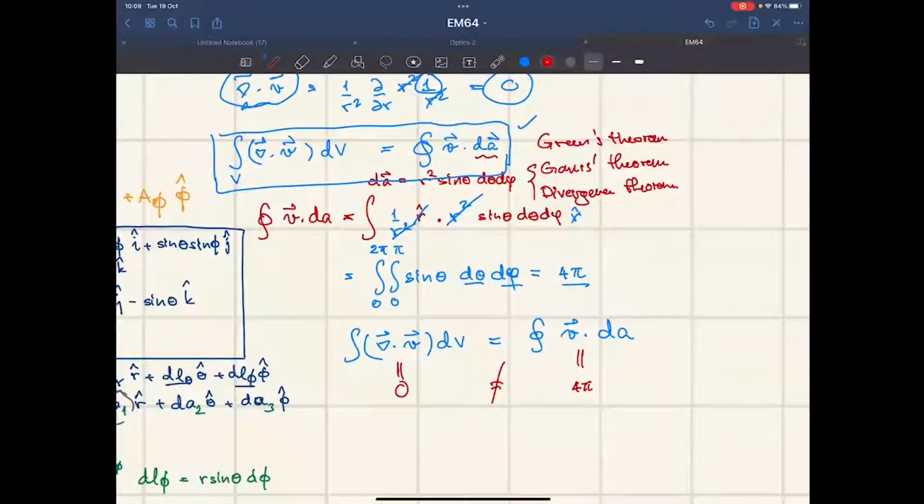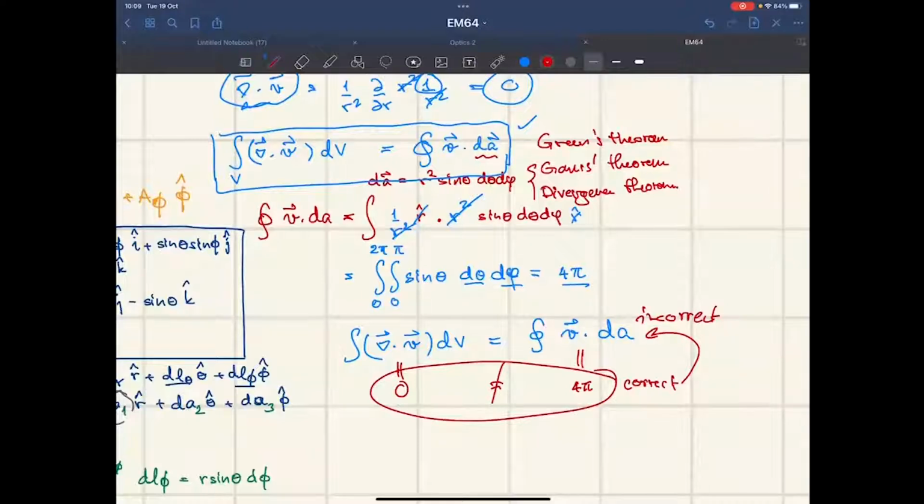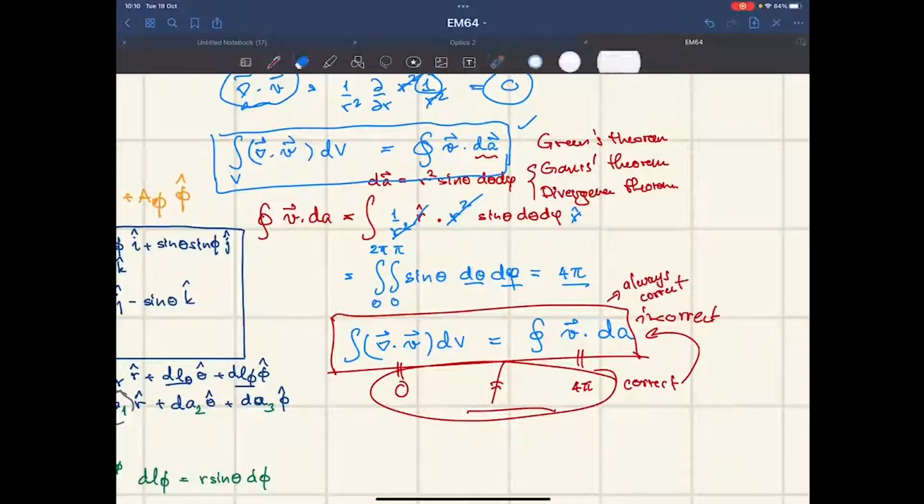Okay. It's impossible. So if this thing is correct, it means this thing is incorrect. Is it clear? If this thing is correct, this thing is incorrect. But this thing is always correct, as I say to you. This thing is always correct. So the incorrect thing must be this one here. Must be this one here.